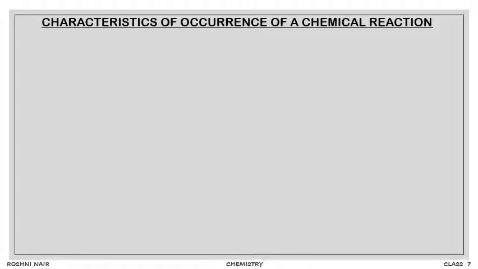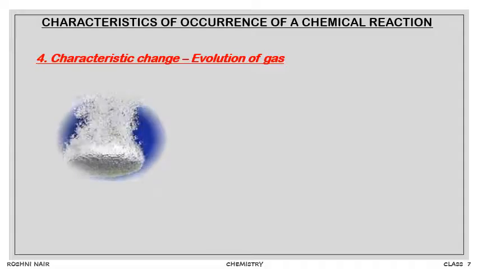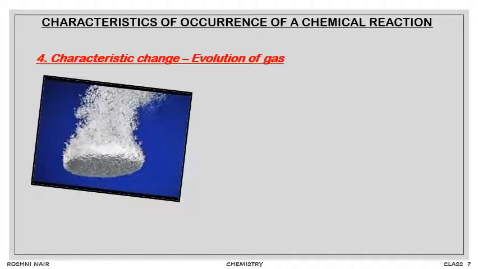So as I mentioned, we will start with characteristics of occurrence of a chemical reaction. Under that, we will start with the first heading, that is characteristic change or evolution of gas. Evolution of gas whenever there is an addition of reactants to form a product.